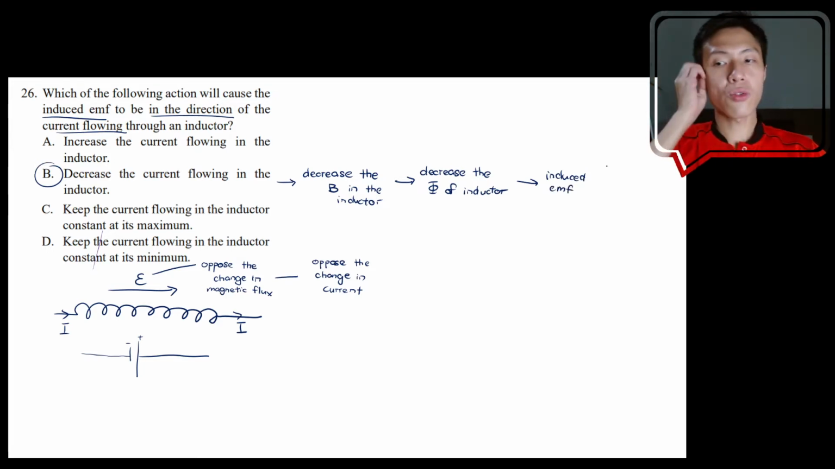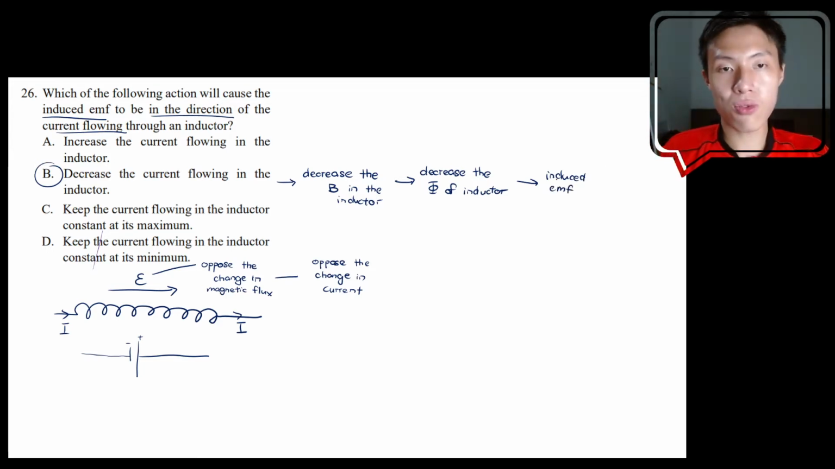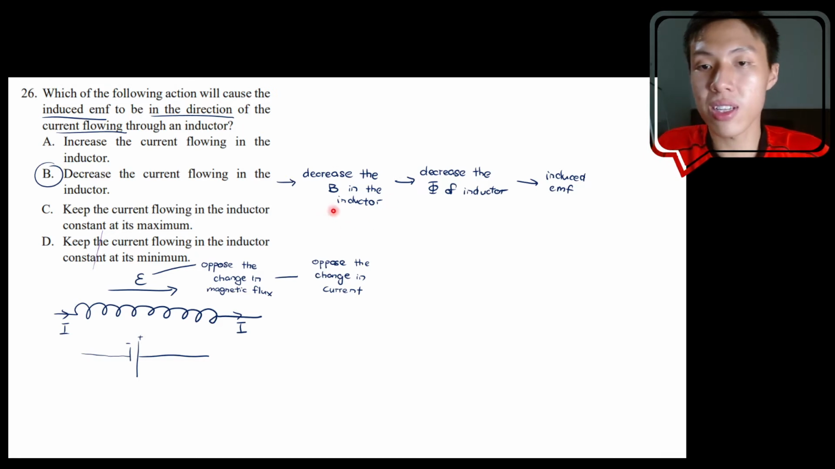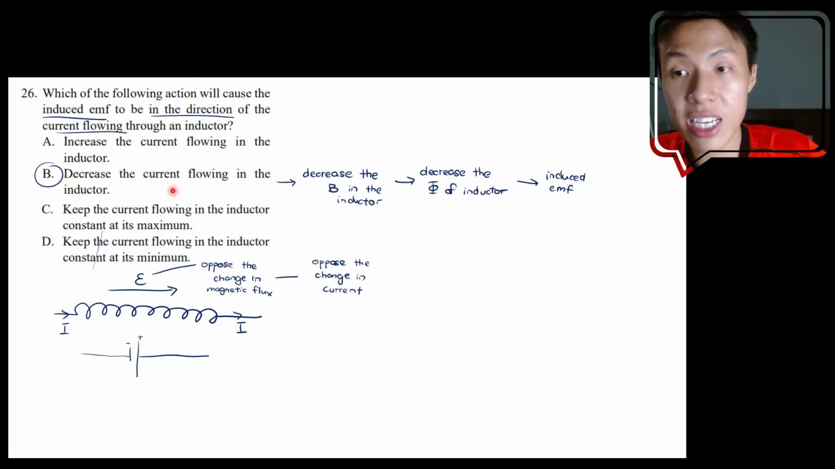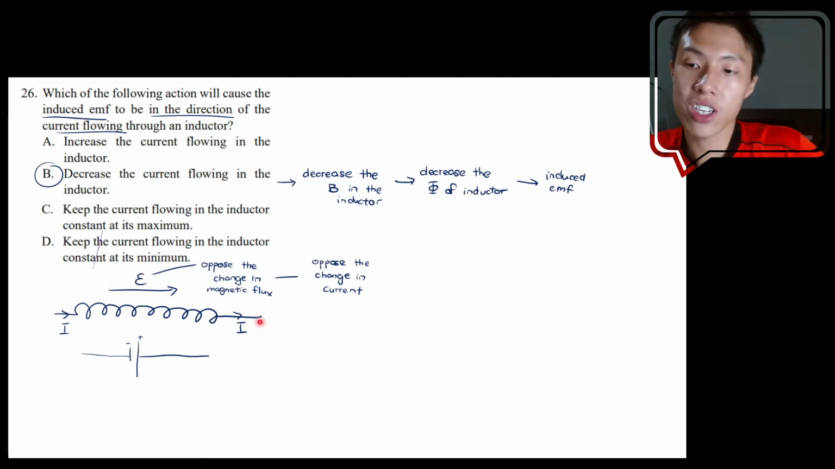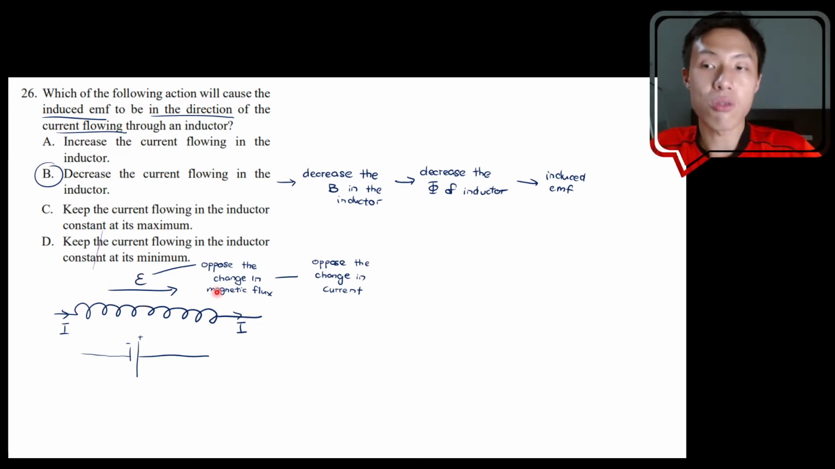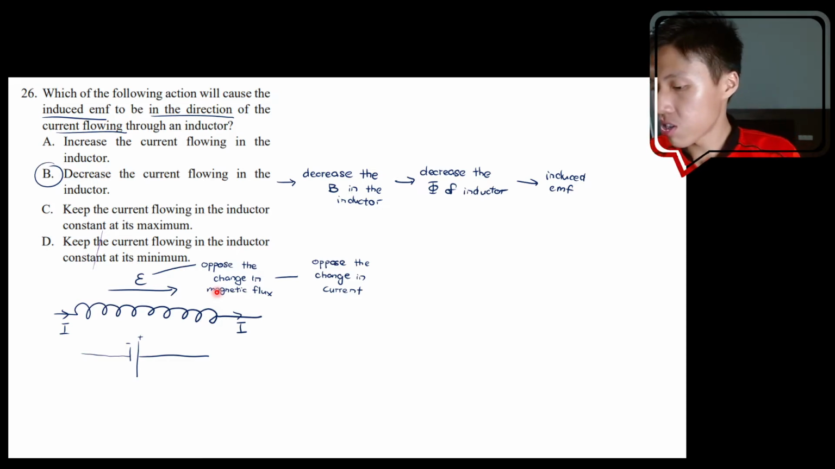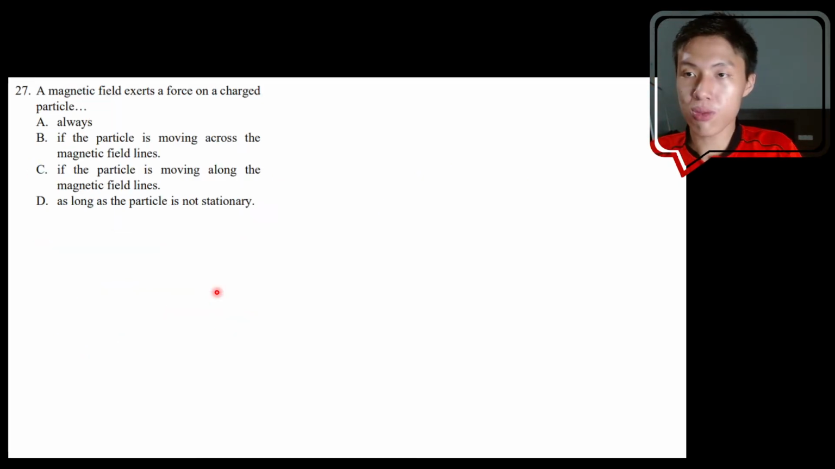Okay, so this EMF here will try to increase back the magnetic flux of the inductor. So you try to increase back the magnetic field in the inductor. So you try to increase back the current flowing in the inductor. That's why you pump in the same direction as the current to try to pump back the current that is dropping. Okay, that's Lenz's law lah. So that's it for this question. Let's move on to the next one.